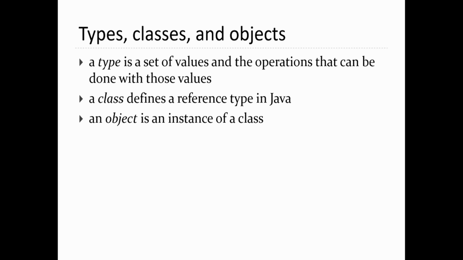So we're about to use our first class, or I'm about to tell you about our first class. The first class we're going to use is String. For any of this to make sense, you need to be reminded what a type is, you have to be told what a class is, and you have to be told what an object is. So what's a type? A type is just a set of values and the operations that you can do with those values.